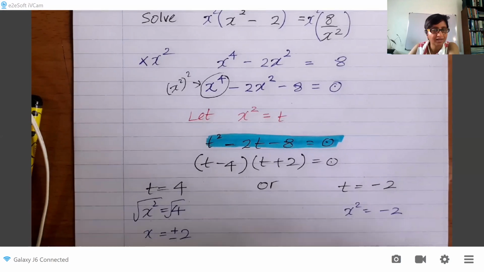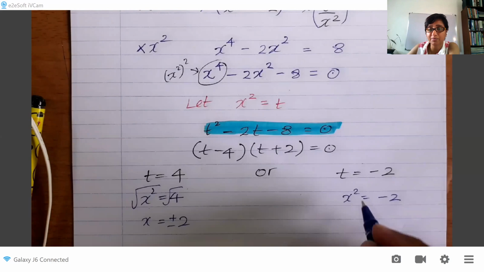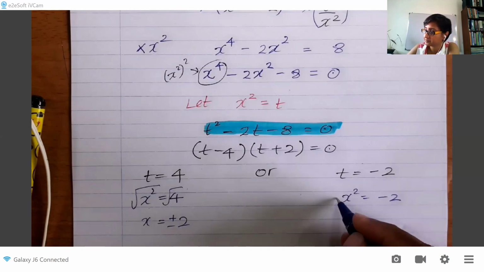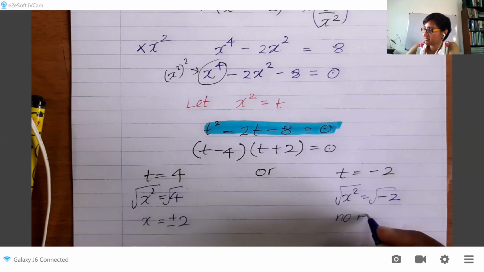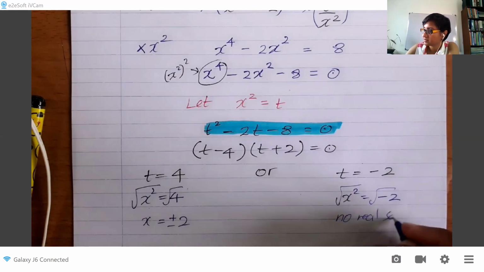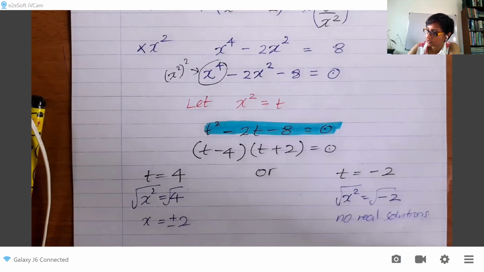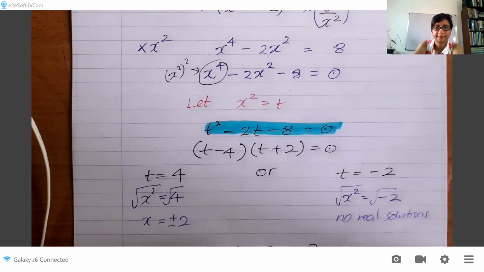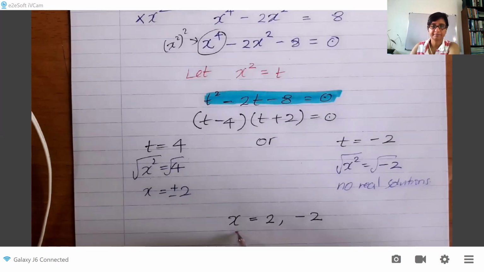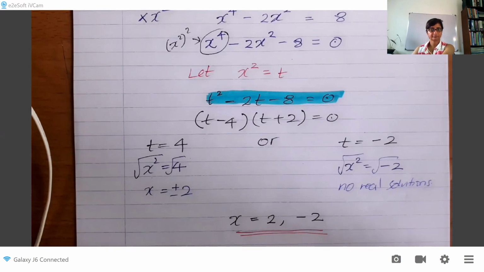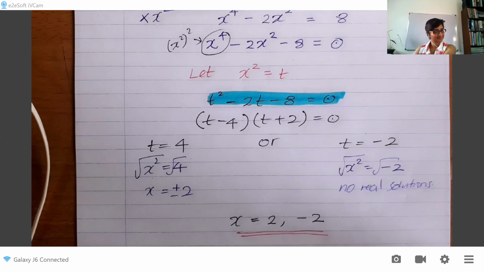What happens here? No real solution. Can you square root minus 2? Nope. That doesn't give me any solutions. So you have only two answers, 2 and minus 2. Okay, is that clear? Clear, Miss. Clear, okay.